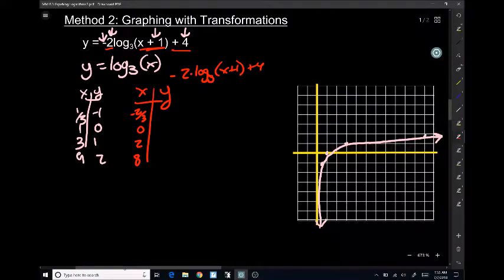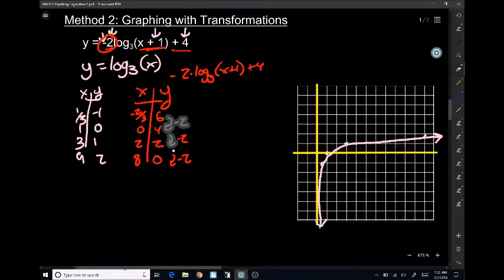So negative 1 times negative 2 is 2 plus 4 is 6. 0 times negative 2 is 0 plus 4 is 4. 1 times negative 2 is negative 2 plus 4 is 2. And then 8 becomes 0 because these are all going down by 2. And they're all going down by 2 because that's negative 2.